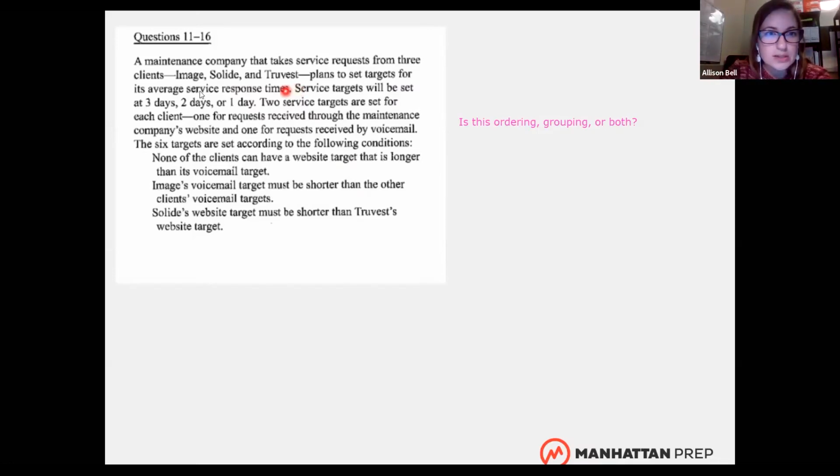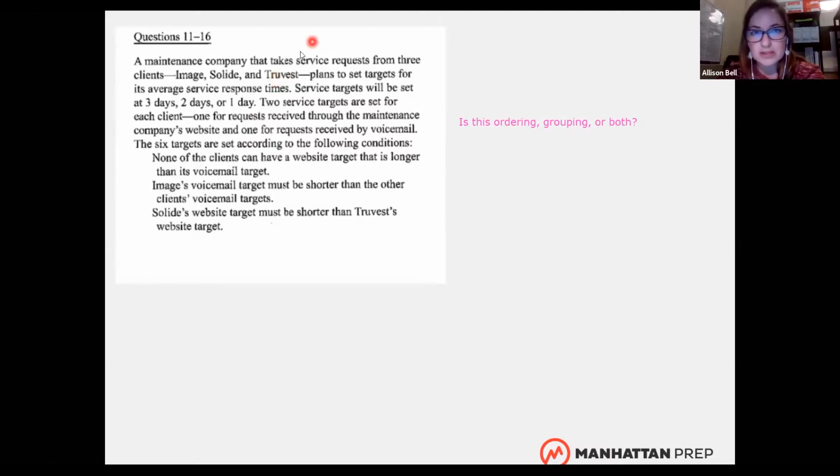And so what I notice is we've got these 3 different service targets. What I'm wondering is, does each company get a different service target, or could some of them have the same service target as each other? So I'm going to read the details because who knows based on how this game is set up. It says 2 service targets are set for each client, one for a website, one for voicemail. There's nothing that says that they all have to have different service targets.